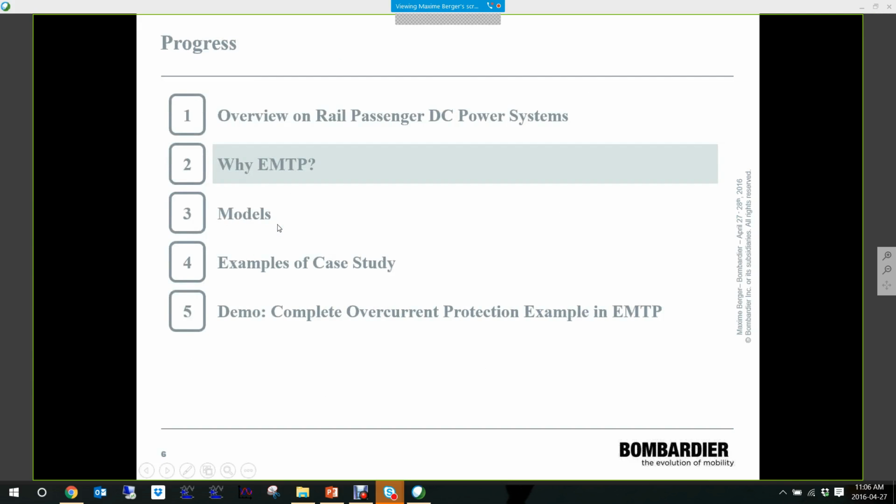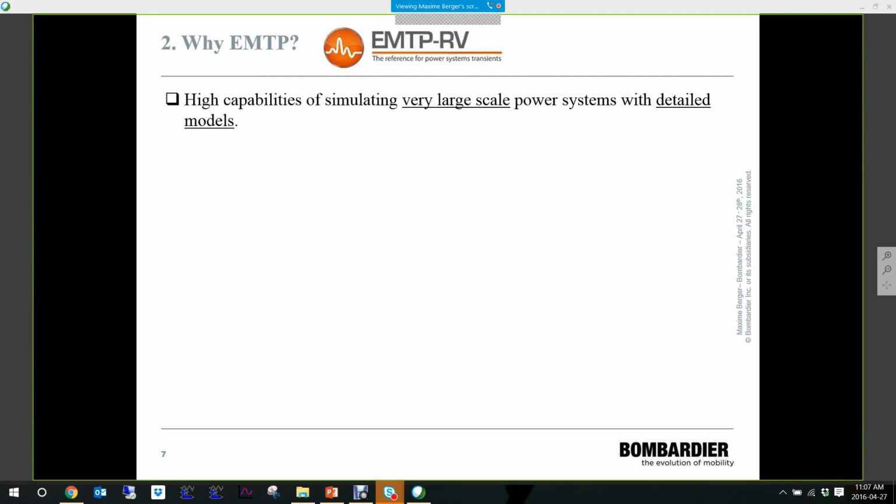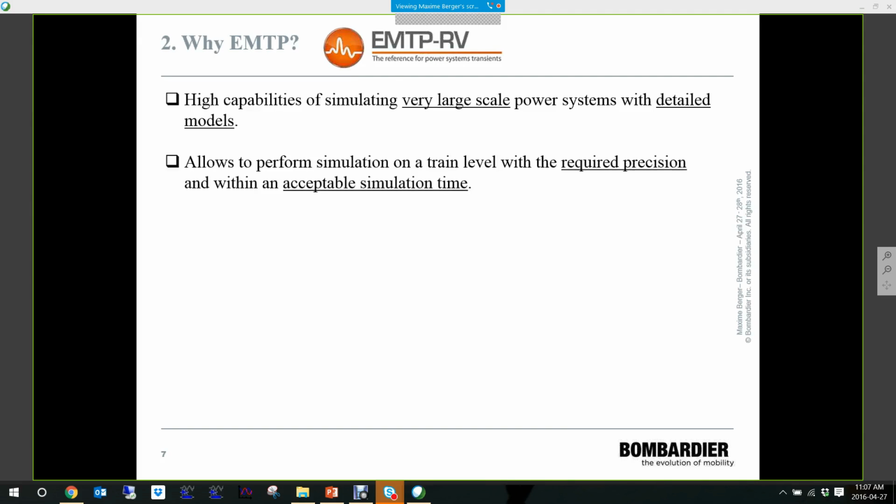So why are we using EMTP to do our power system studies? The first reason is that it provides high capabilities of simulating very large scale power systems with detailed models. And it is really important in our case because it allows us to perform simulation on a train level with the required precision and with an acceptable simulation time.